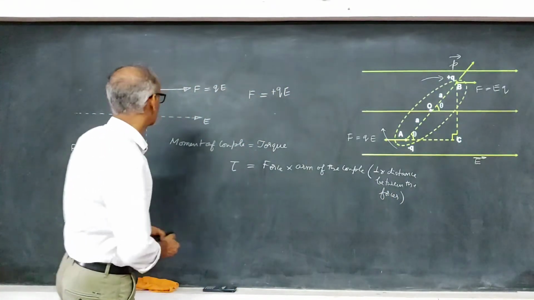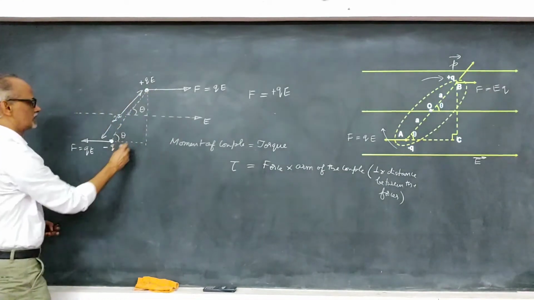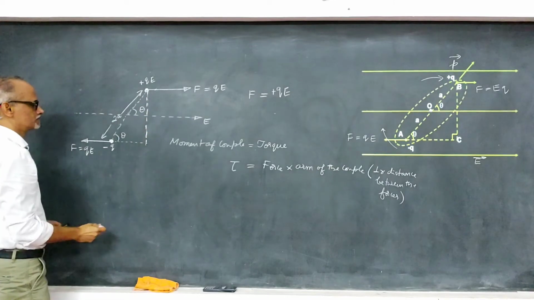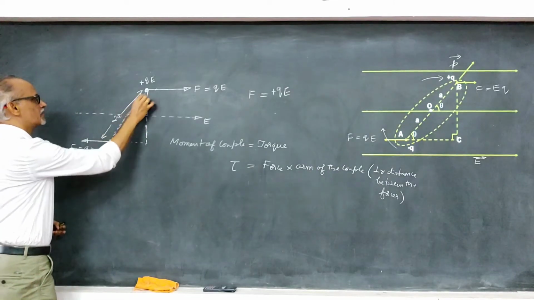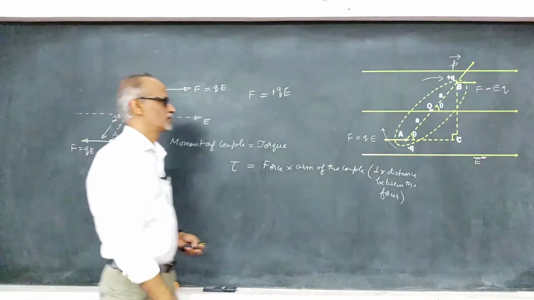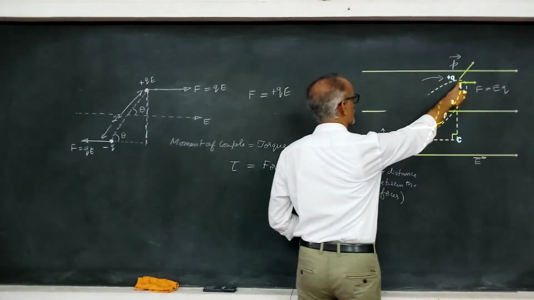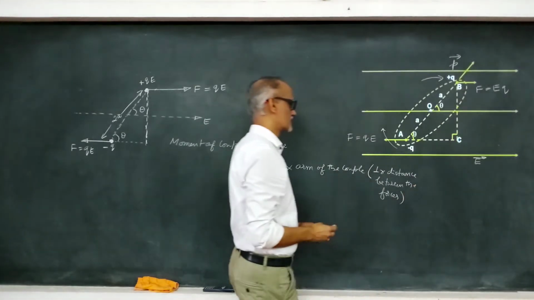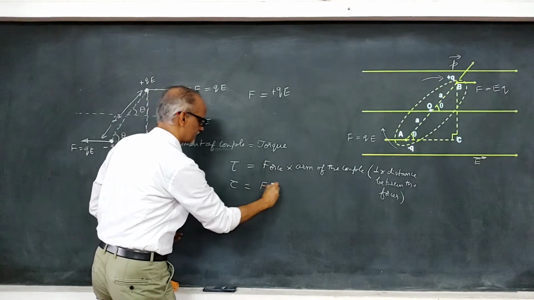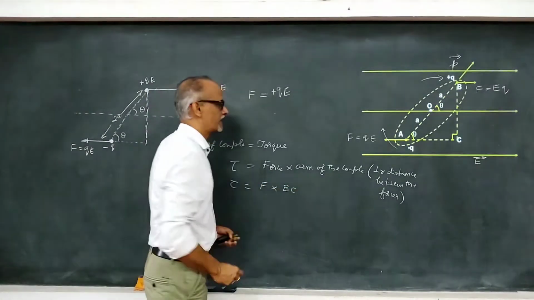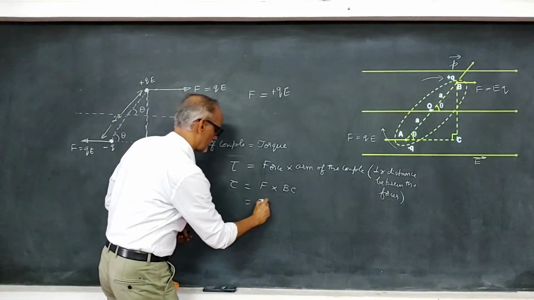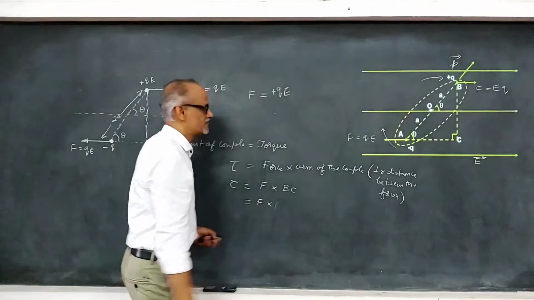To find that perpendicular distance, see, this is the perpendicular distance. This is the actual distance between the points of application of the force. We want this distance, which is here. So, BC is the perpendicular distance. So, tau is equal to force, which is F, and the perpendicular distance in the diagram is BC. F into BC.